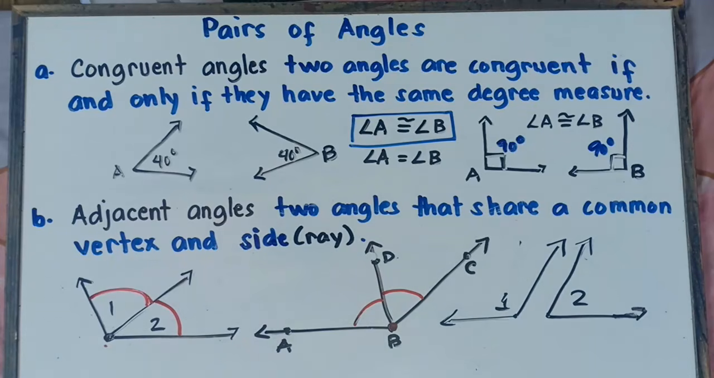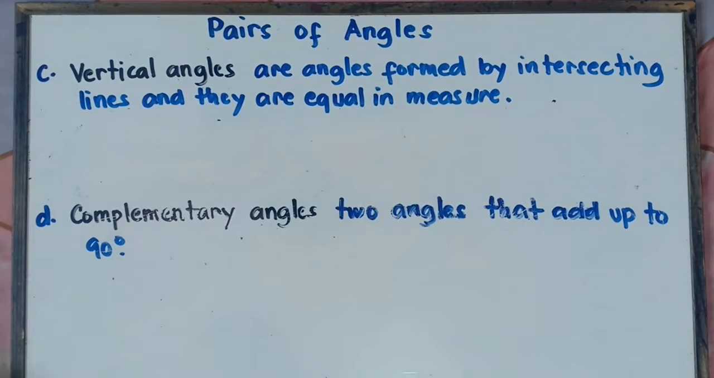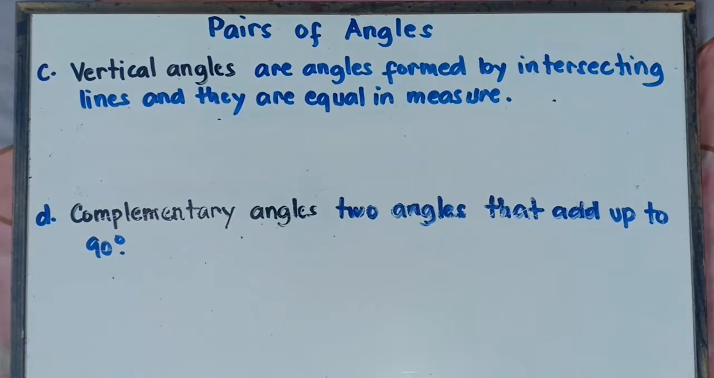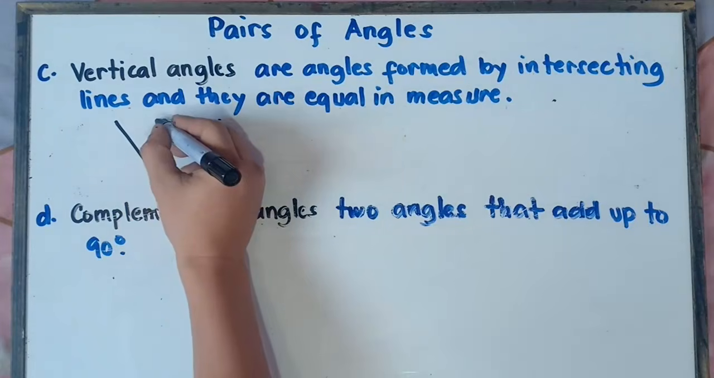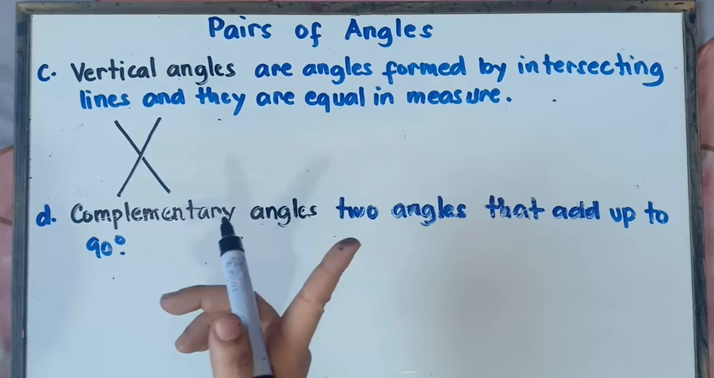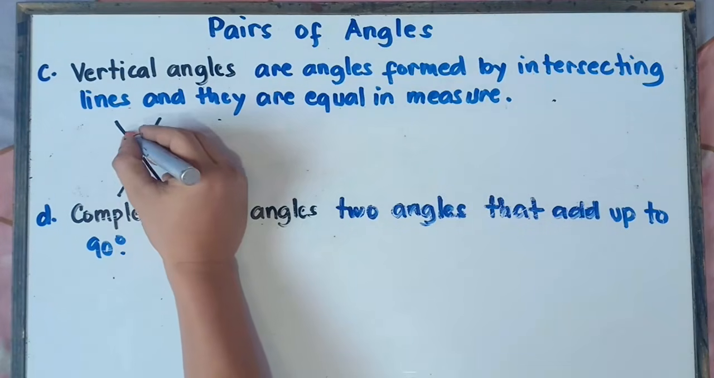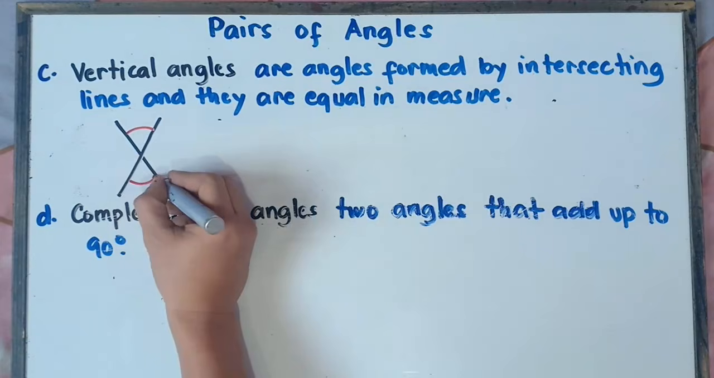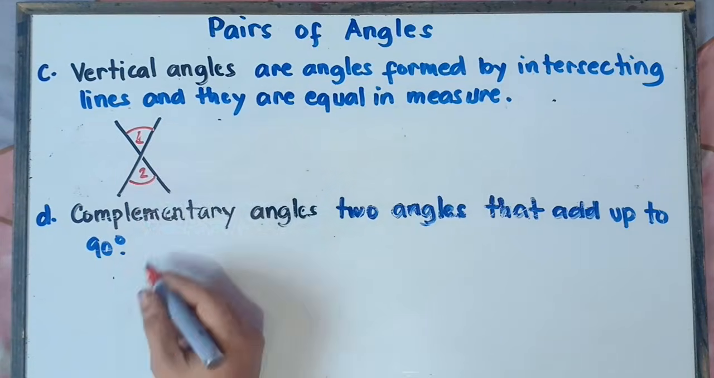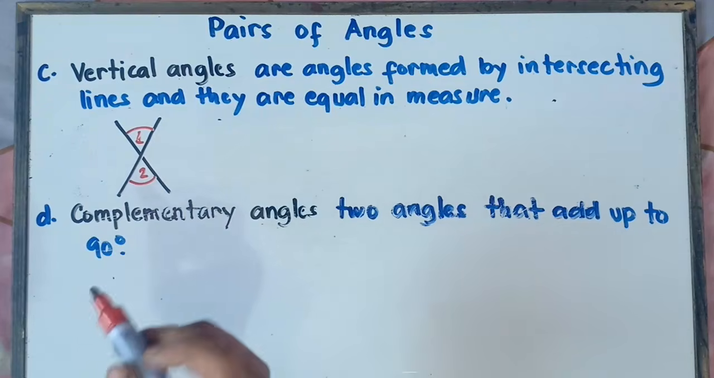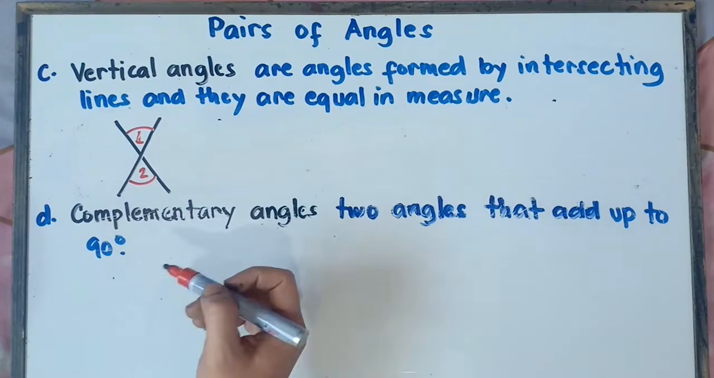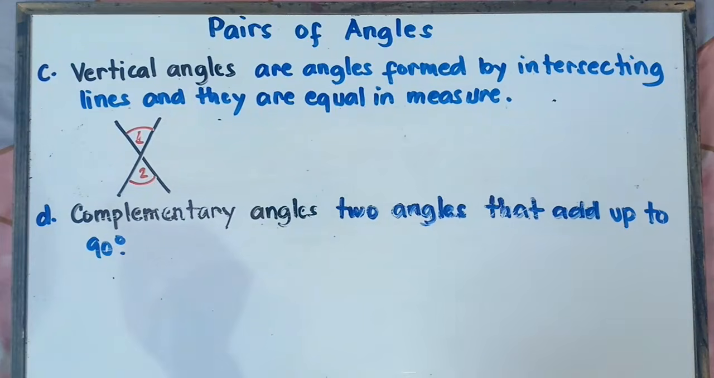Alright, so let's proceed now to complementary angles and then vertical angles. Now, let's talk about vertical angles. What are those vertical angles? Vertical angles are angles formed by intersecting lines and they are equal in measure. Let's have an example, class. If you have two lines intersect to each other, you can form an angle, right? This angle right here is vertical to this angle. Therefore, angle 1 and angle 2 are vertical angles. Vertical angles, class, are always congruent.